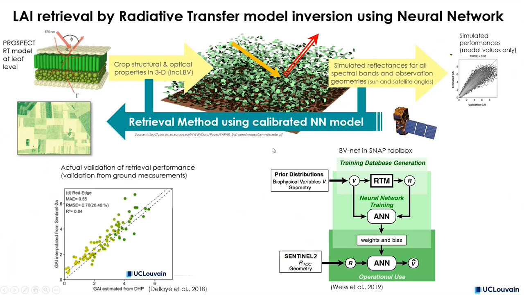It still remains to validate this inversion of the model, and to do so, we will have a set of ground observations which are precisely measured on the ground and simultaneously observed from satellite. The correlation between the green area index or leaf area index estimation and the ground-measured green area index or leaf area index observation shows that the performance is quite high, with a root mean square error of 0.7. This allows us to use this model to convert any optical time series into a leaf area index time series.